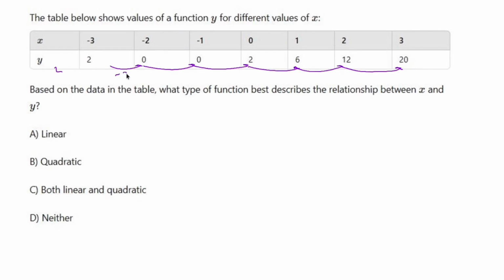2 to 0 is -2. 0 to 0 is 0, so it's definitely not linear. 0 to 2 is 2, 2 to 6 is 4, 6 to 12 is 6, 12 to 20 is 8. So this is not linear because the average rate of change is not constant.